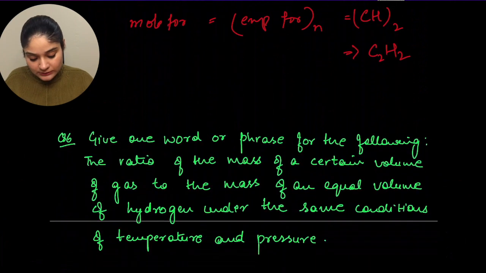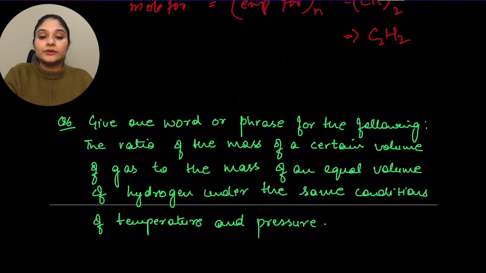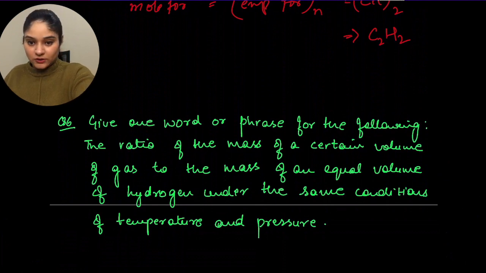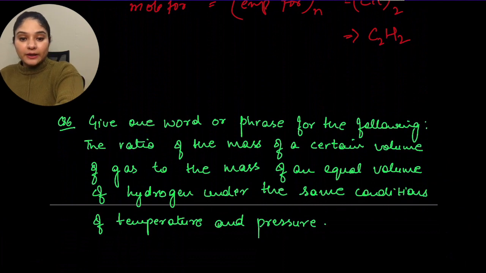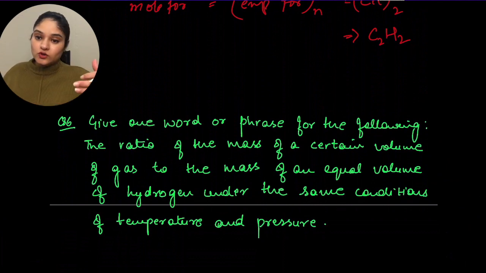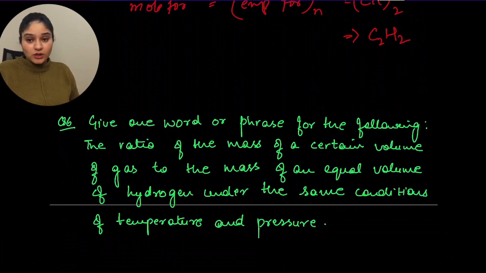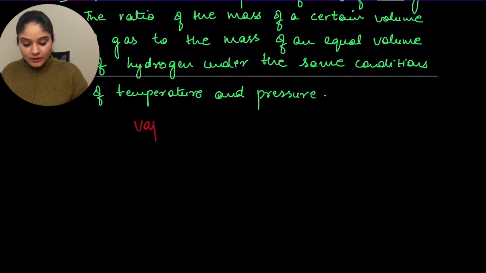The next question is, give one word or phrase for the following: the ratio of the mass of a certain volume of gas to the mass of an equal volume of hydrogen under the same conditions of temperature and pressure. Okay. When you are comparing a gas to hydrogen, under the same conditions of temperature and pressure, and you're talking about a ratio, technically you're talking about vapor density. So your answer is vapor density.